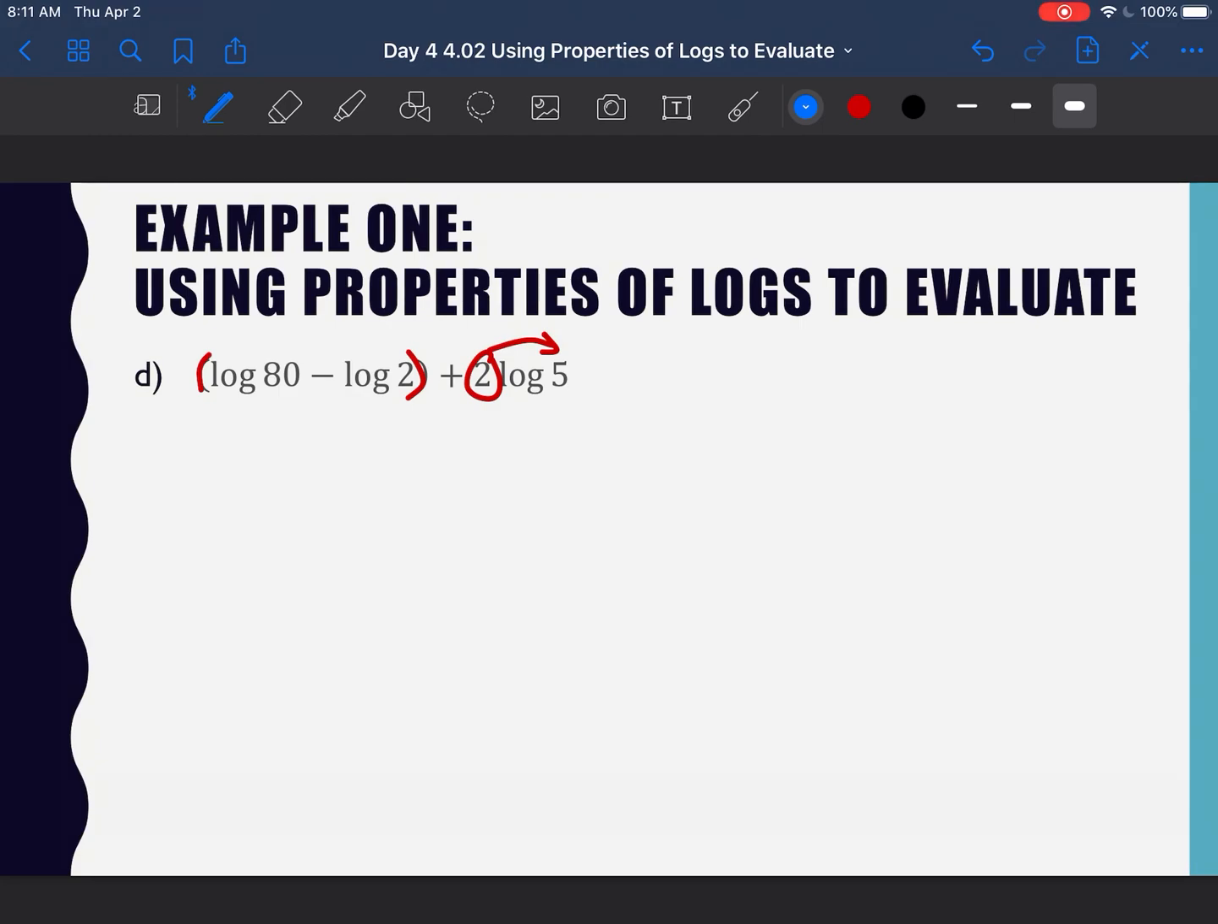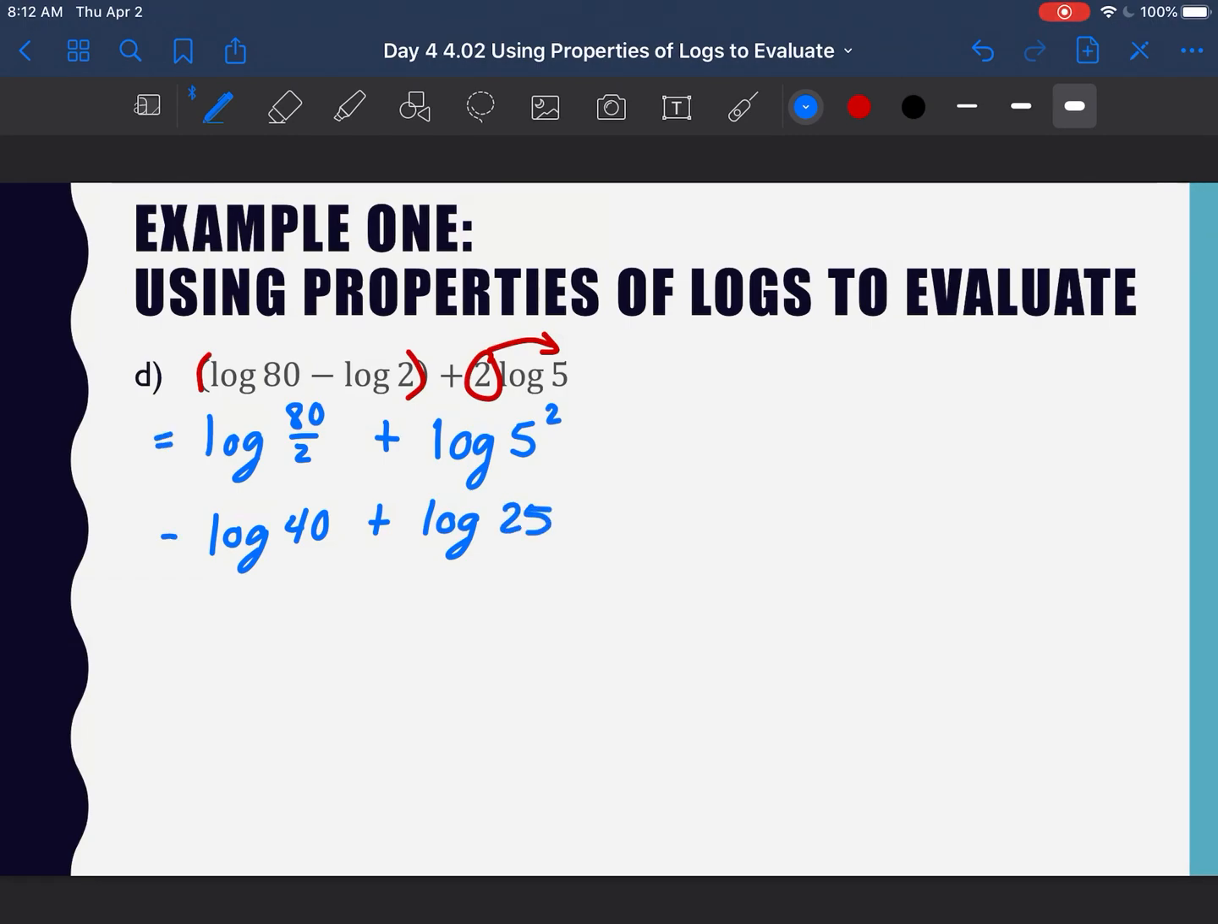So log 80 minus log 2, how do you combine when it's subtraction? Divide. So it would be 80 divided by 2, and then keep that plus still, and then it's going to be log 5 squared. So now we've got two logarithms combined into one. Out of the 3 that we started, there's 2 left. Now let's simplify this a little bit. 80 divided by 2 is 40, and 5 squared is 25.